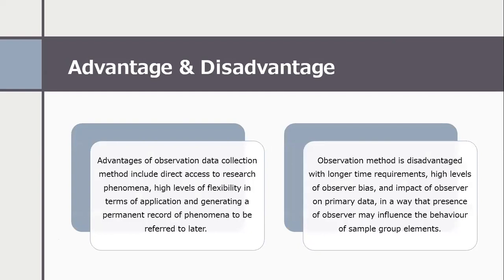Okay, we have advantages and disadvantages in observation. The advantages of the observation data collection method include direct access to the research phenomena, a high level of flexibility in terms of application, and generating a permanent record of phenomena to be referred to later. The disadvantages are that it requires a longer time, there is a high level of observer bias, and there is an impact of the observer on primary data, in that the presence of the observer may influence the behavior of the sample group elements.